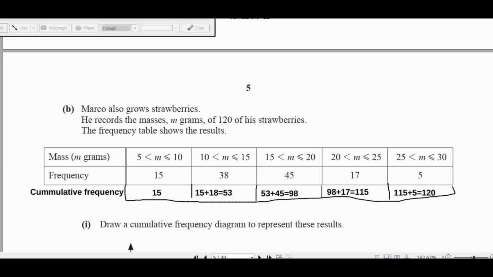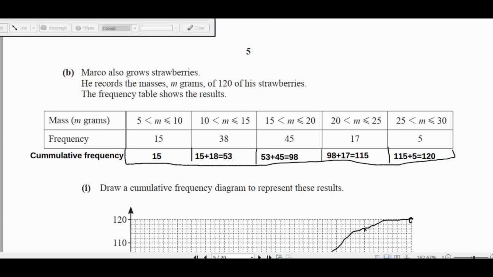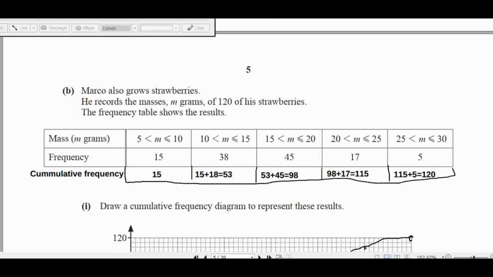So the question is to draw the cumulative frequency curve. I have drawn it. For cumulative frequency curves you have to work out the cumulative frequency, so I make another row for this to show the cumulative frequency. Now how to make the cumulative frequency? In order to get the cumulative frequency, I will start from 15.